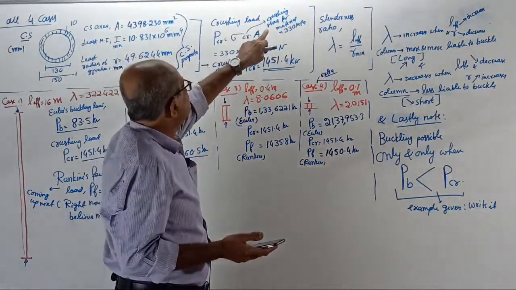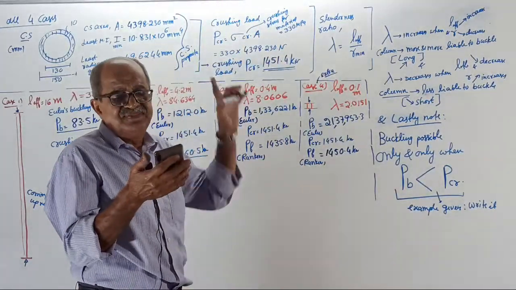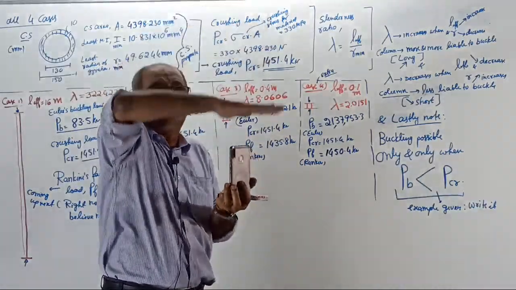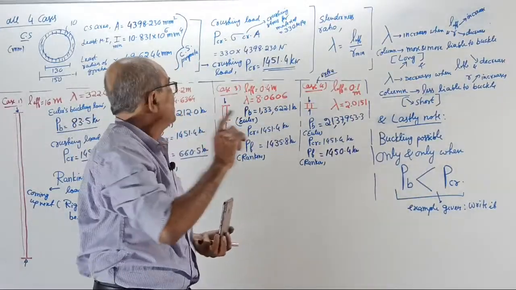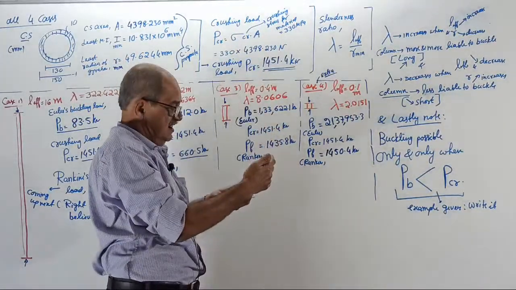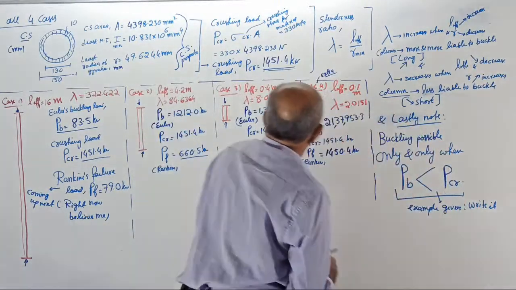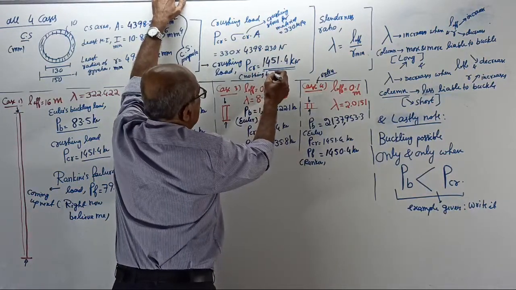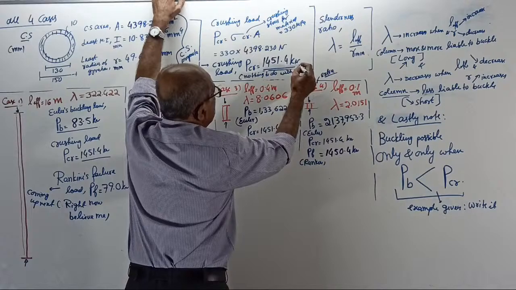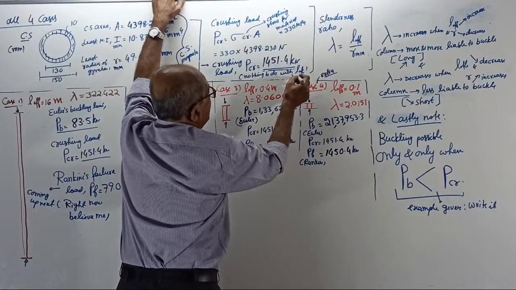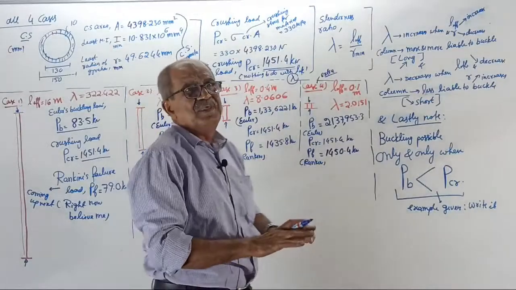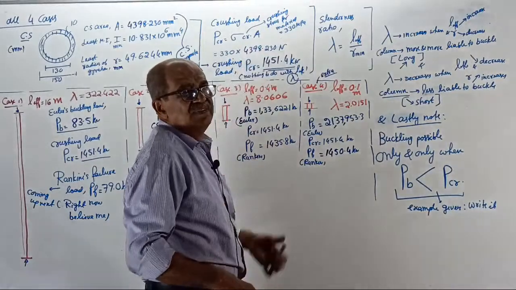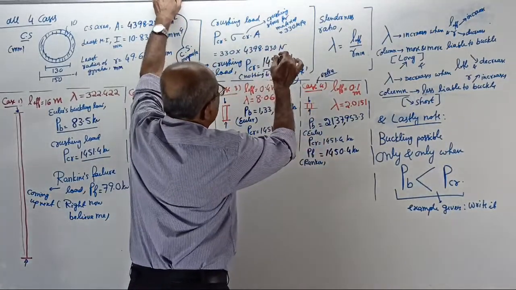Tell me. Does this crushing load have anything to do with the length? See the expression there. Crushing stress, apply the load this way on area. When the stress reaches crushing stress, it will crush. This has nothing to do with your L effective or lambda. It depends only on area. That is what? This is the crushing load.